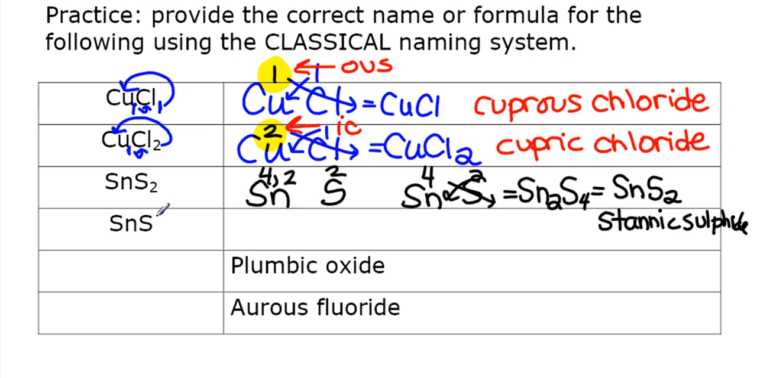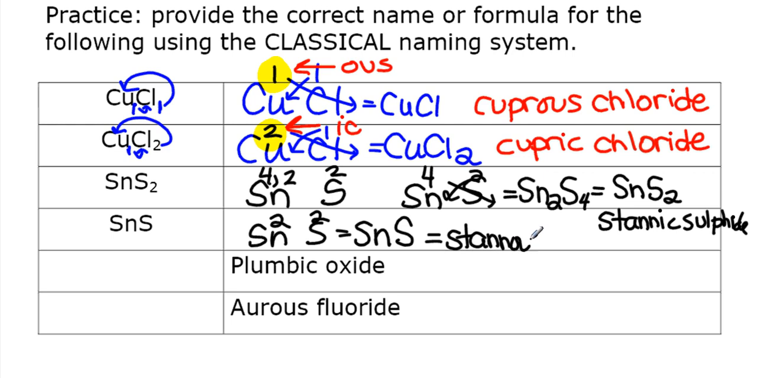If I look at the other one down here, there are no numbers, so they've been completely canceled out. If I look at my options here, it must be that tin has a charge of 2 and sulfur has a charge of 2. That's how I get my tin sulfide, which is here. So when I go and name this one, I have to use my OUS ending. So this one is stannous sulfide.